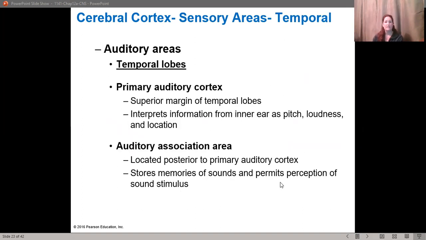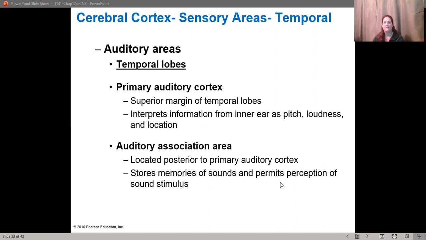So moving on to the temporal lobes, we have a primary auditory cortex, just like we had a primary visual cortex and a primary somatosensory cortex and a primary motor cortex. So you can kind of start to see there's this pattern. In the temporal lobe, we have the primary auditory cortex, and it is going to receive auditory information.